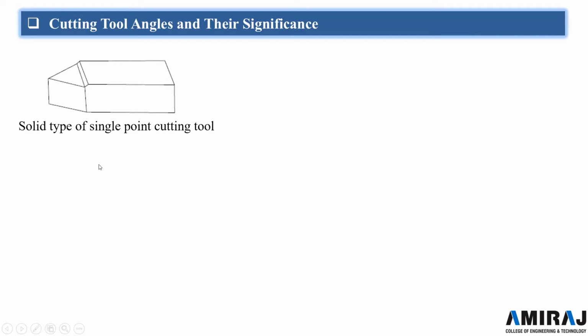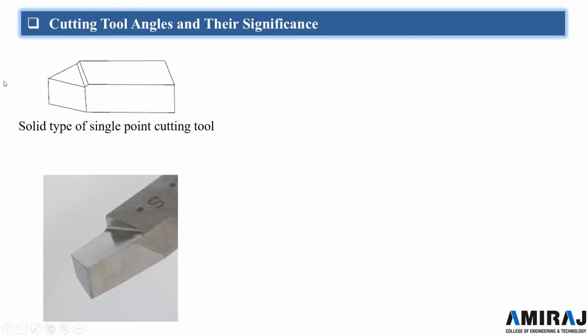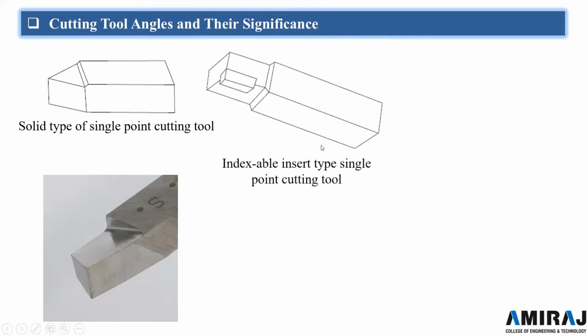Before that, let me give you a brief about what single point cutting tools are, how they look, and what the various types are. First, this is the solid type single point cutting tool, in which there is nothing extra. It is made from one solid part, from cutting tool steel, that is HSS, high speed steel, for machining. Then another type is the indexable insert type single point cutting tool.